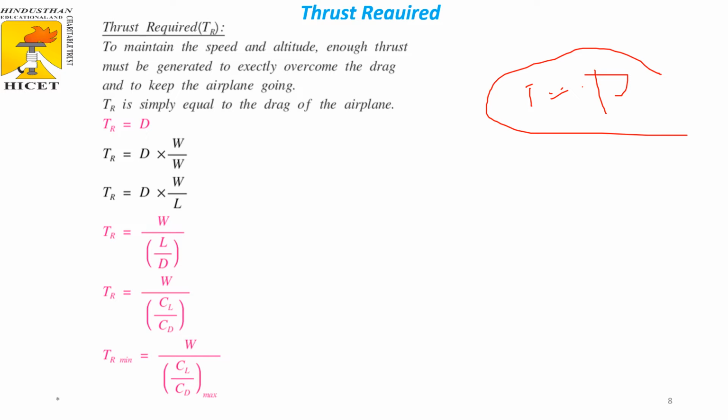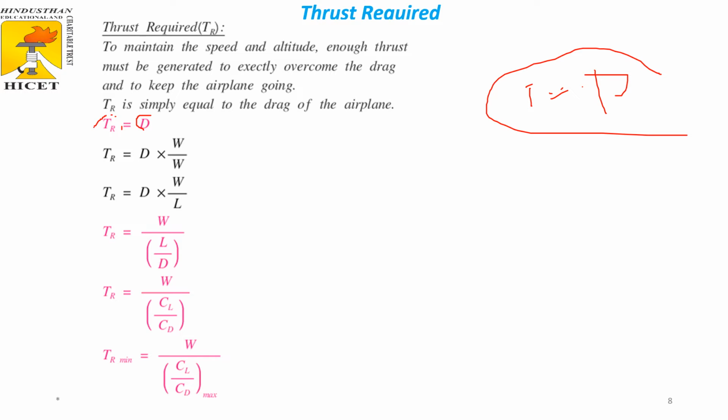So thrust equal to drag means the thrust produced by the engine should be more than the drag on the airplane. So it is very much a necessity for airplane power plants to produce thrust which is more than the drag of the airplane. So we must understand what the minimum thrust required is.